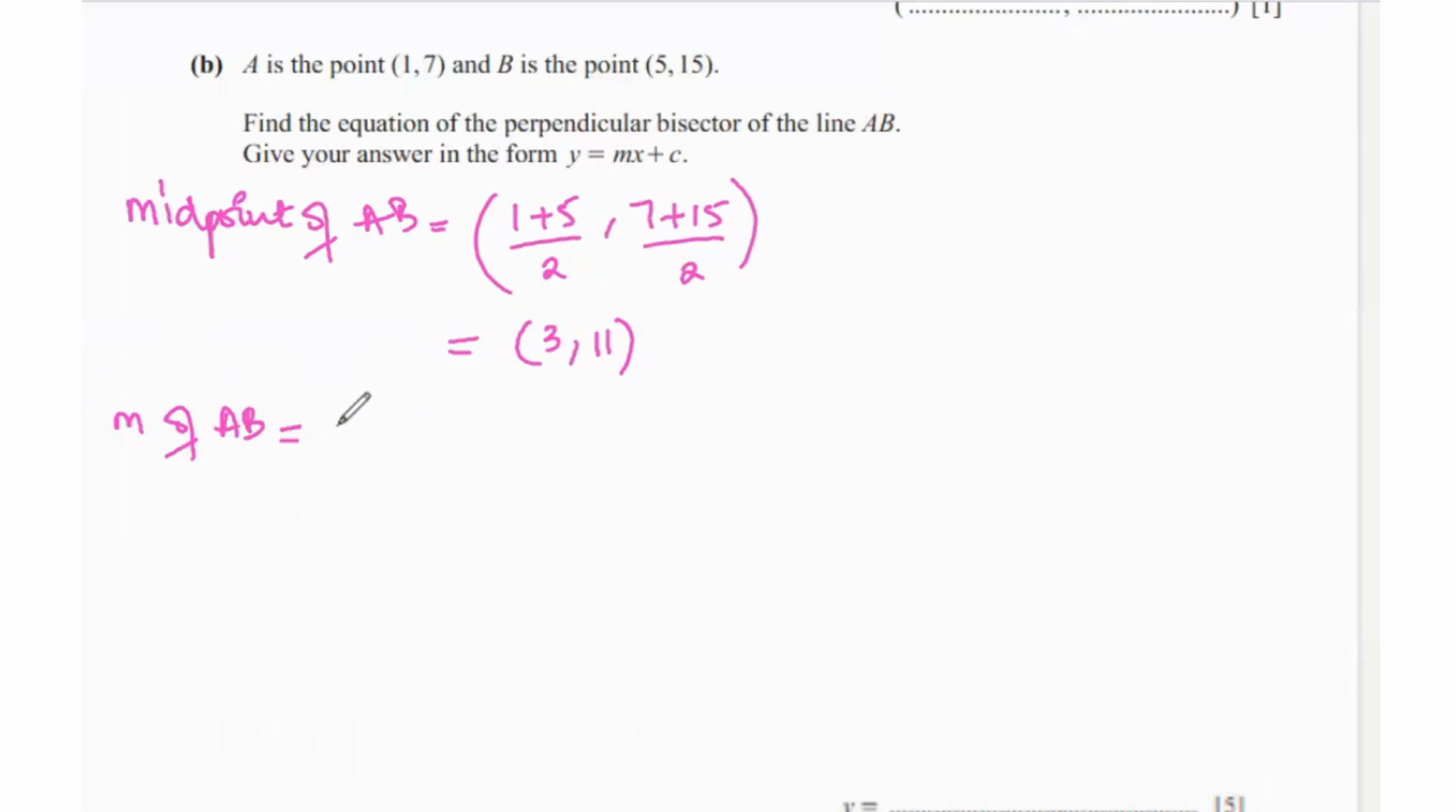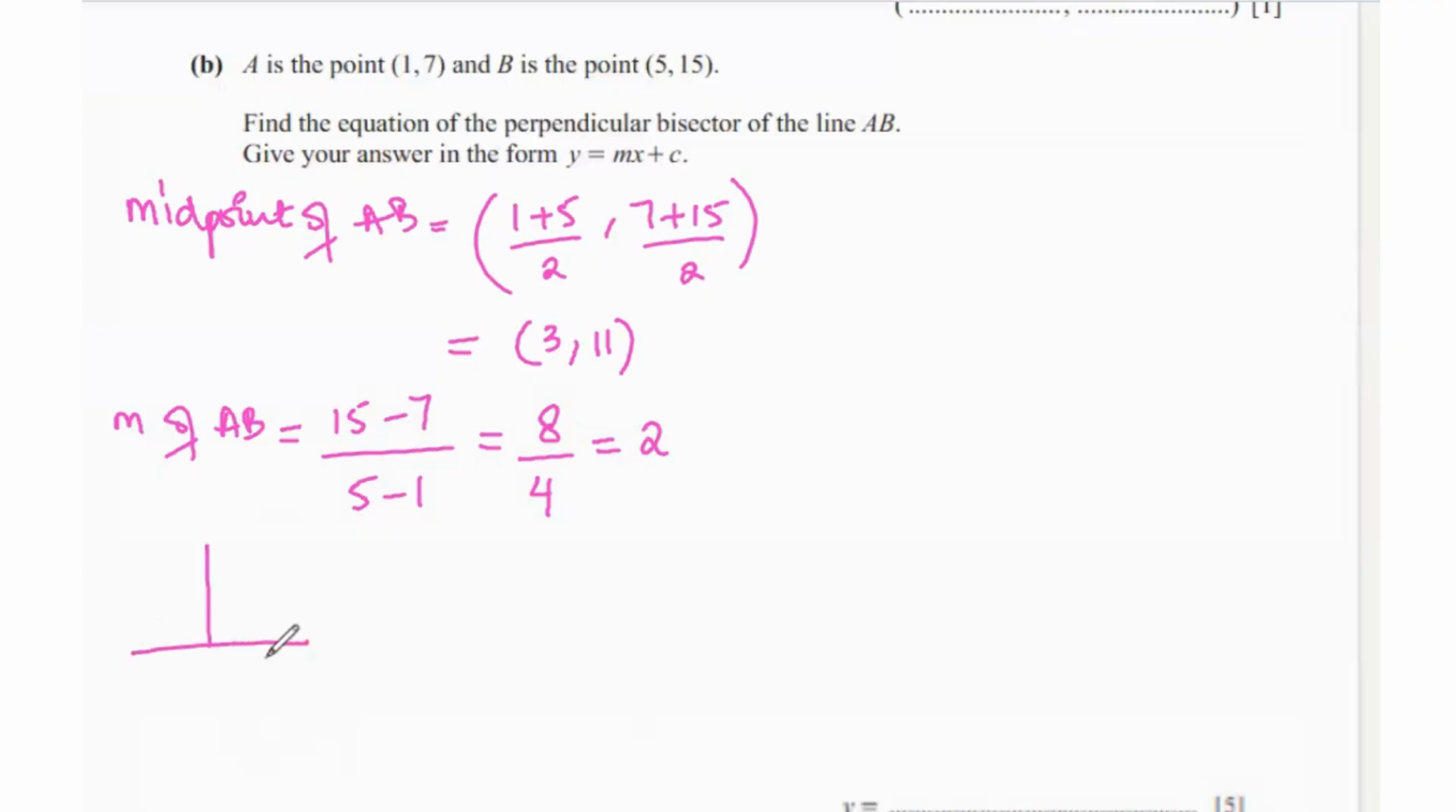Gradient of AB is going to be (15 minus 7) over (5 minus 1), which is the same as y2 minus y1 over x2 minus x1. 15 minus 7 is going to be 8. And 5 minus 1 is 4. And 8 divided by 4 is 2. So the gradient of AB is 2.